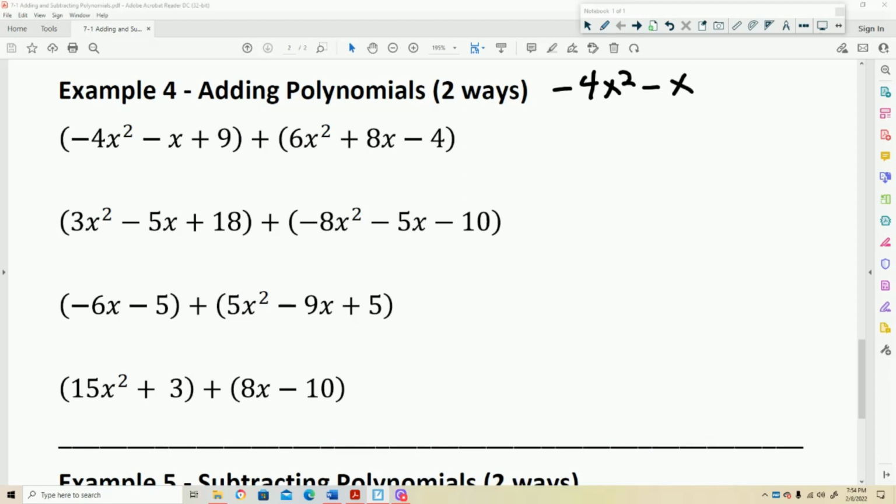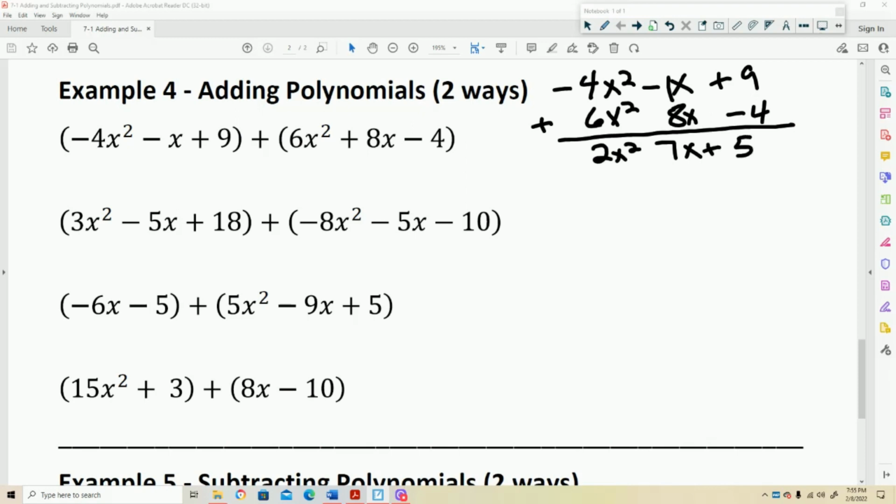And we put minus x, we put plus 9. Underneath it, we put this expression, and we line it up with its like term. So I'm going to line that up with the x squared. I line that up with the x, and I line this up with the 9. Okay? So now I just simply add. So 6x squared and negative 4x squared gives me 2x squared. The next one, negative x and positive 8x, remember that's a negative 1x, that gives me a positive 7x. And then positive 9 and negative 4 gives me a positive 5. Okay, all those are positive, so we have plus signs. And that's it. That's how you do it.